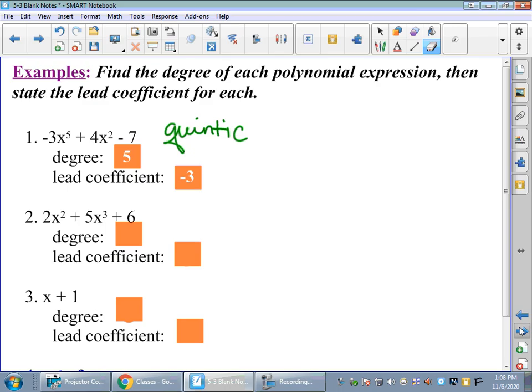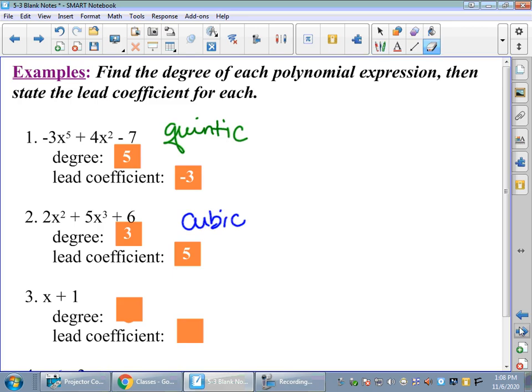Number 2, the degree is 3. Even though it's in the middle of the polynomial there, we could rewrite that degree 3. So the lead coefficient, if we put it in order from the highest degree to the lowest, would be 5. And again, those things tell us bits and pieces about that graph. So that was degree 3. That's a cubic.